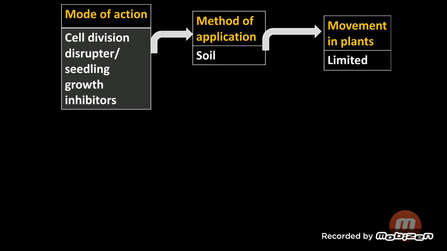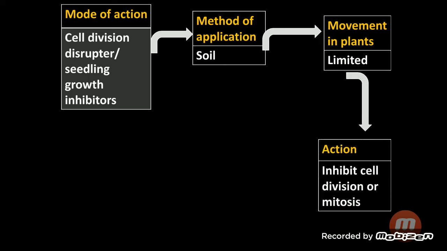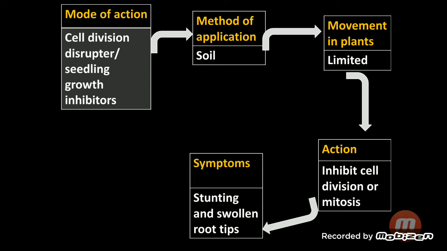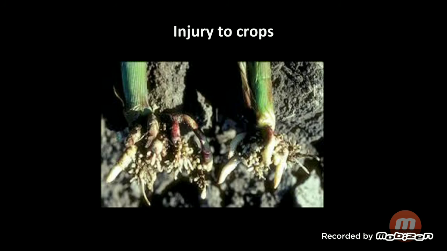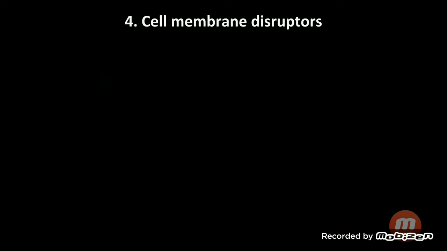They have limited movement inside the plant body, and they inhibit cell division or the mitosis process. That is why it causes stunting of the plant shoot and swollen root tips. If they are first absorbed by roots, then swollen root tips. Pendimethalin and butachlor are the examples. The injury to crops can be seen as swollen root tips. You can see swollen root tips in some cereals when there is an excess of this herbicide.